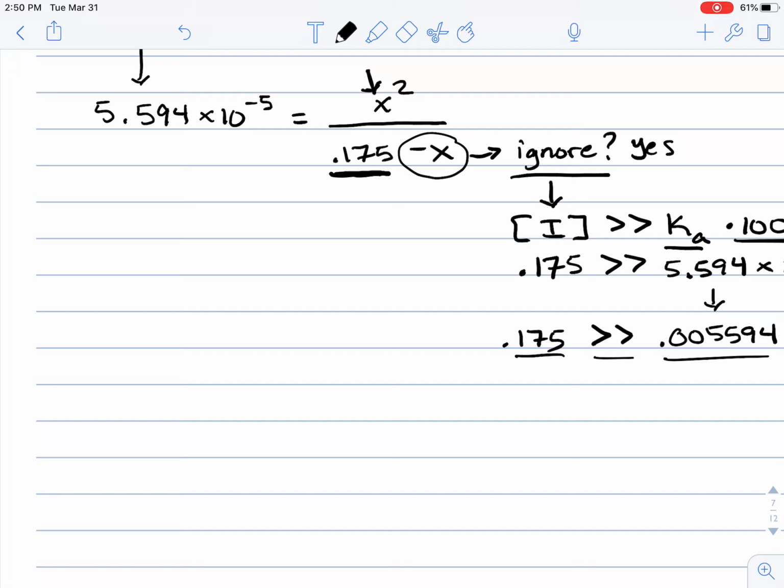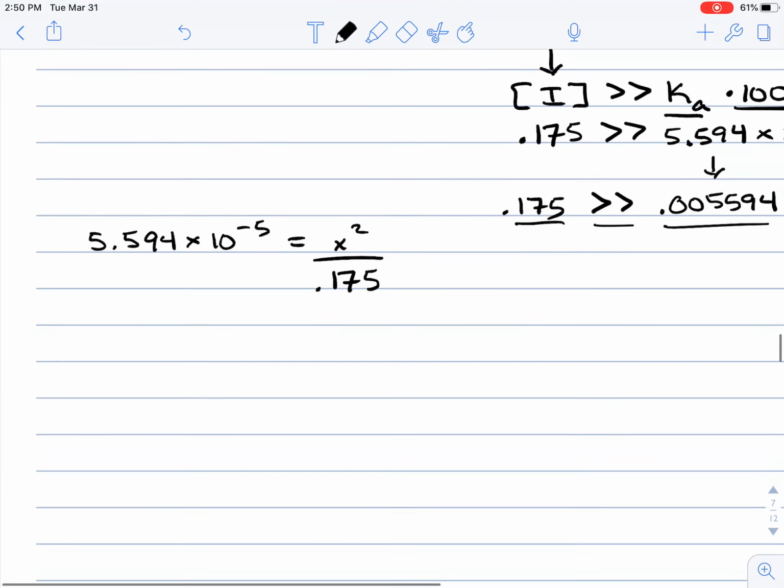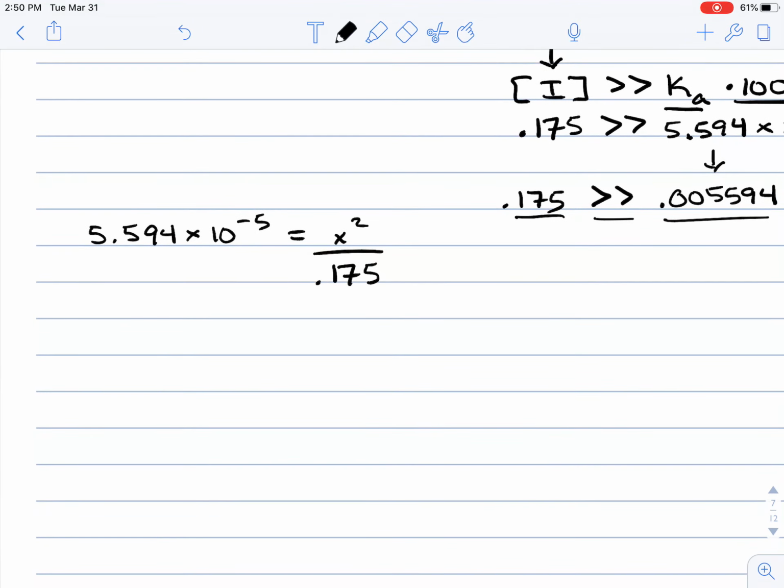allowing us to simplify our mathematical expression as 5.594 times 10 to the negative 5, which is equal to x squared, over 0.175. And so at this point in time, since we only see x in the numerator, we're just going to solve this problem algebraically. And so we're going to go ahead and multiply that 0.175 over, and then we're going to take the square root of both sides.